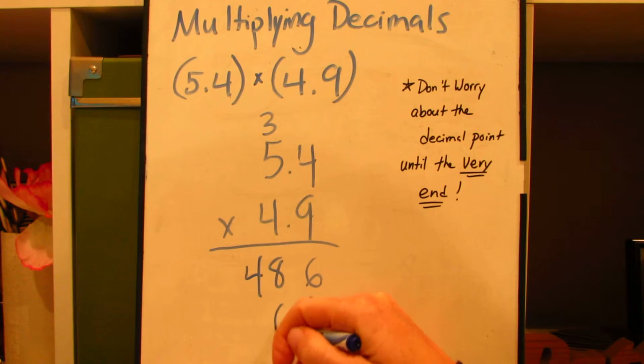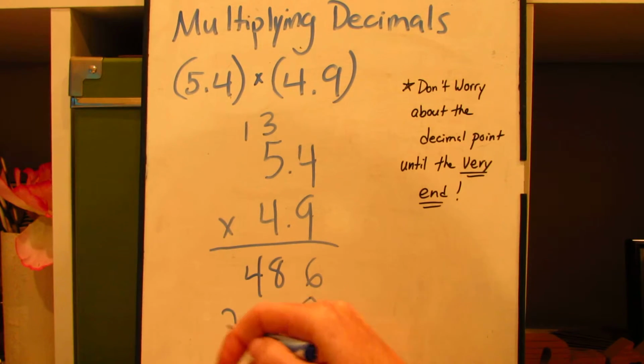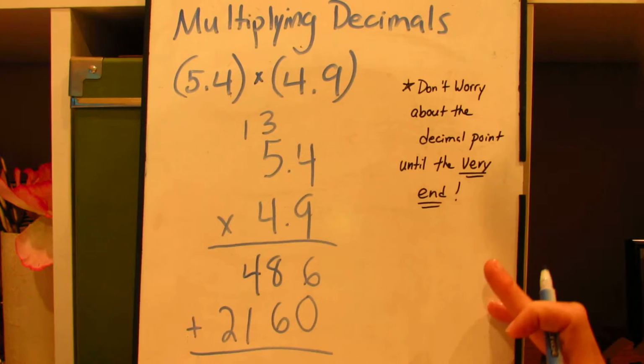4 times 4 is 16. 4 times 5 is 20. One more is 21. Alright, do my normal adding.